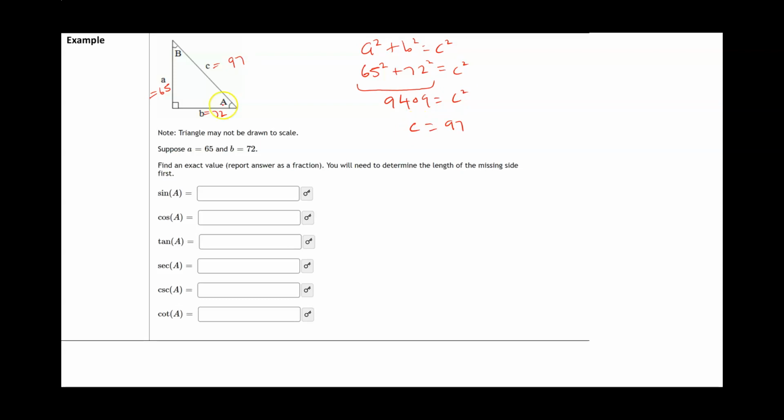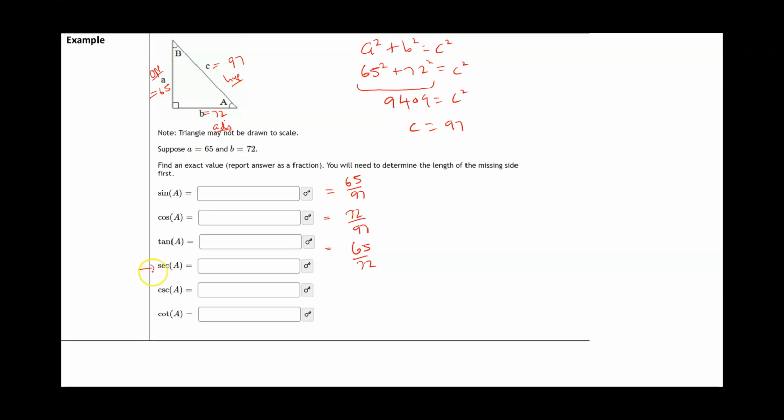Now we're looking at this from the perspective of angle A. The one connected to it is going to be adjacent. The one opposite from it is the opposite. And of course, the hypotenuse is the hypotenuse. So what is sine of A? Sine of A is opposite over hypotenuse, and that's 65 over 97. Cosine of A is adjacent over hypotenuse, that's 72 over 97. Tangent of A is opposite over adjacent, that's 65 over 72.